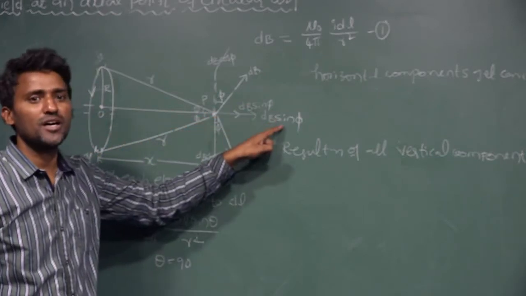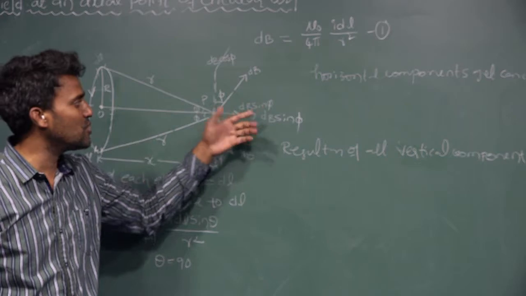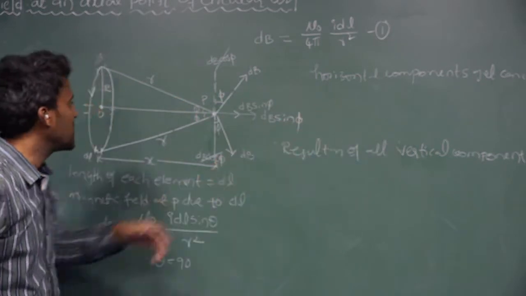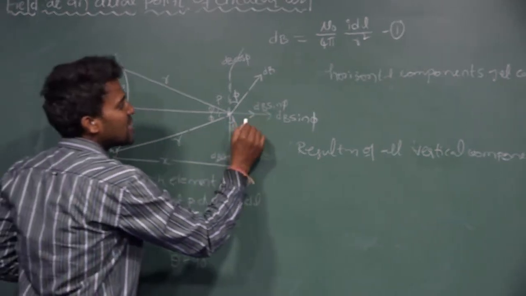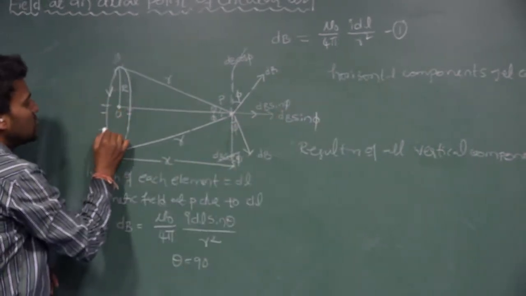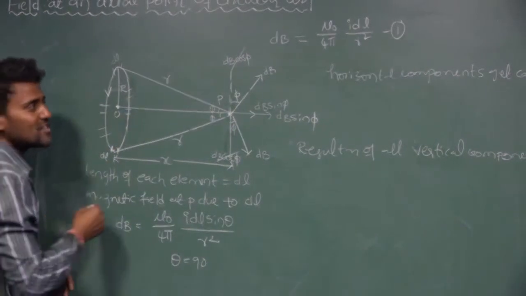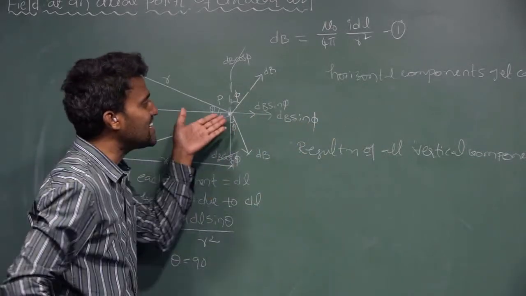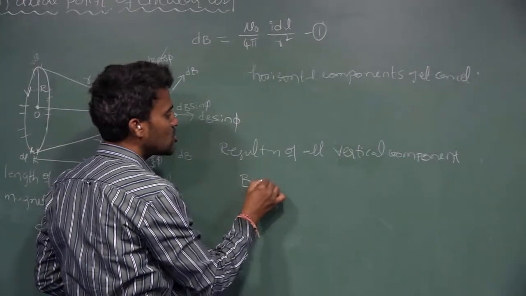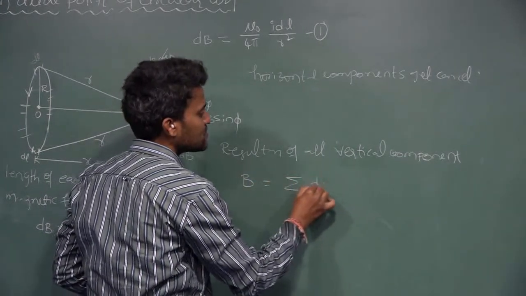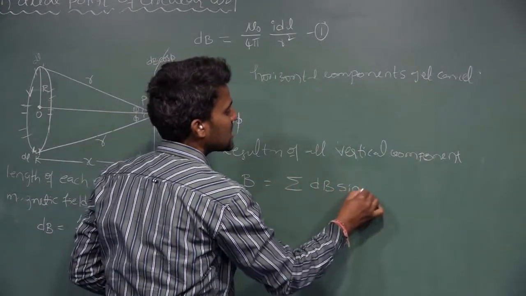Due to the two elements, 2 dB sin pi is acting along this direction. If you take the two elements, again 2 dB sin pi is acting along this direction. If you take two more opposite elements, all the dB sin pi's are acting along this direction. So the resultant magnetic field B is equal to the summation of dB sin pi.